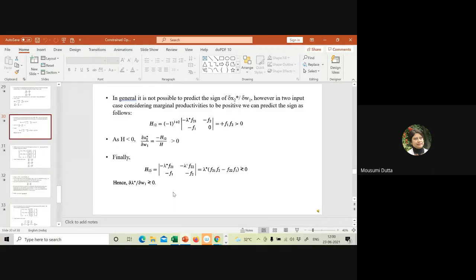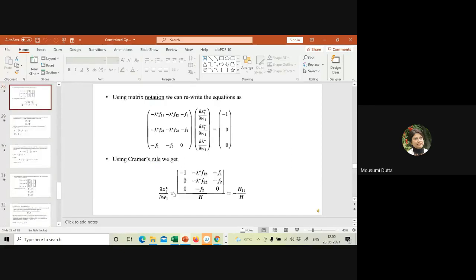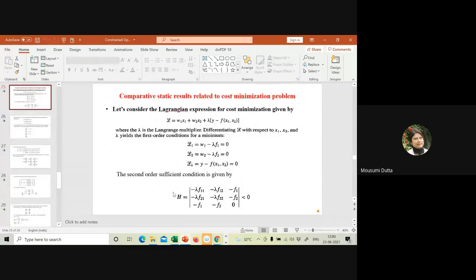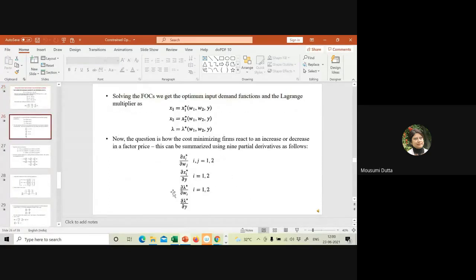So is there any question for this first part? First three equations? Any question? Okay. So next we are moving to the second exercise. On the basis of these equations, these first order conditions, we will like to find out del x1 star by del w2, del x2 star by del w2, and del lambda star by del w2.